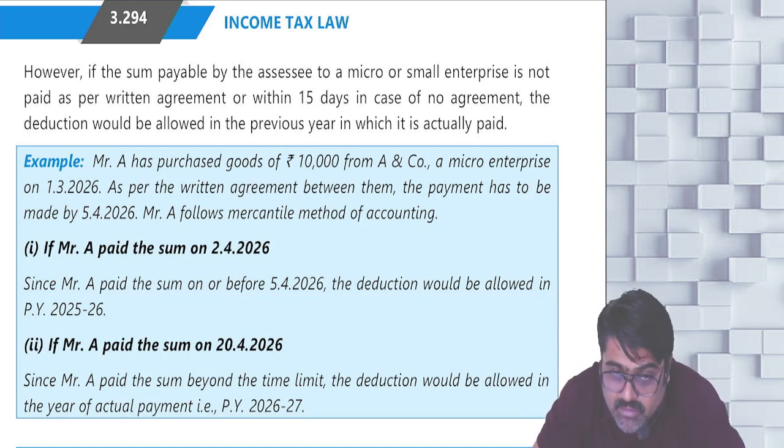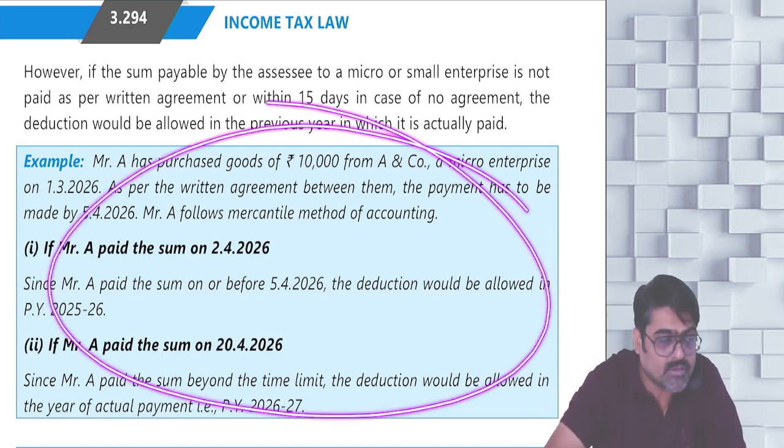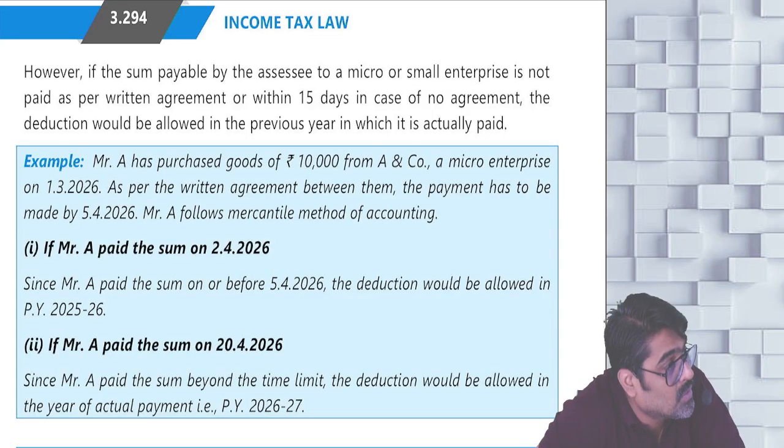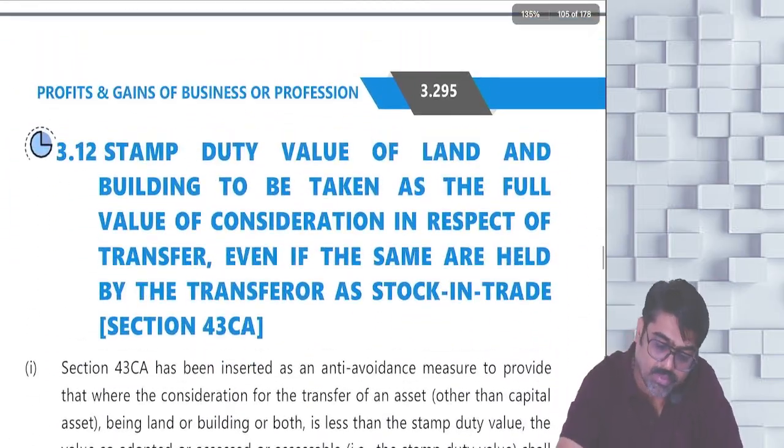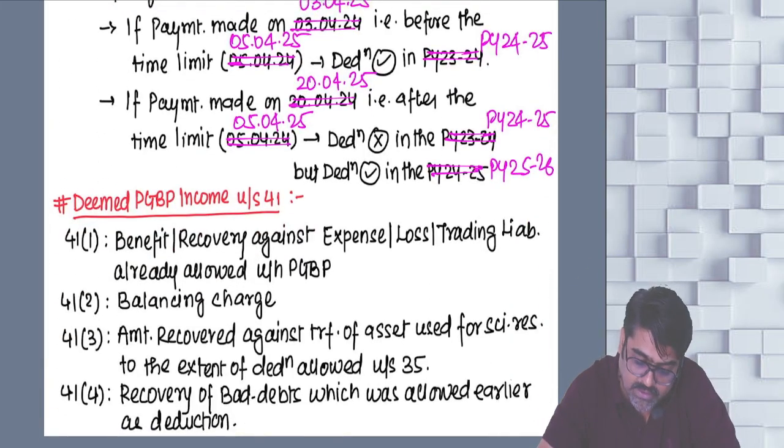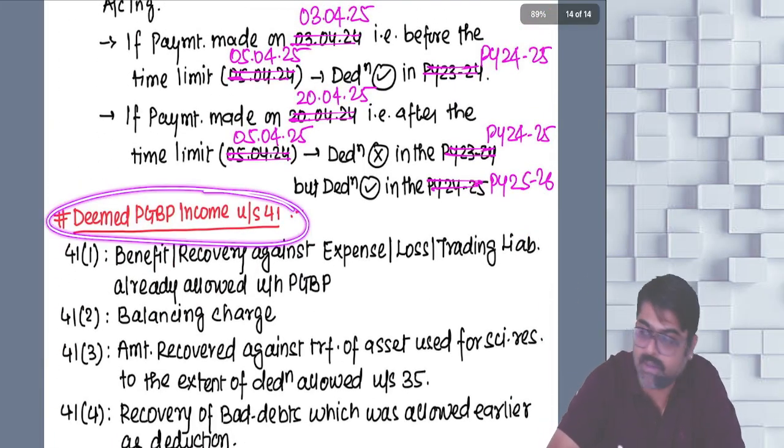Will you remember this? Something like this comes in the exam. Will you be able to crack it? Sure. So now 43B is over. Which section is over? 43B is over. Now can you see deemed PGBP income?